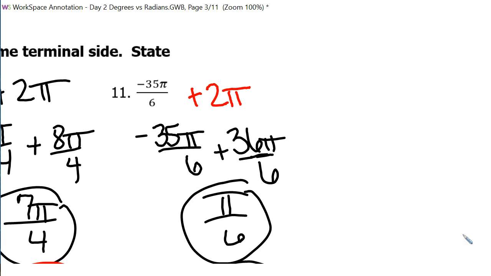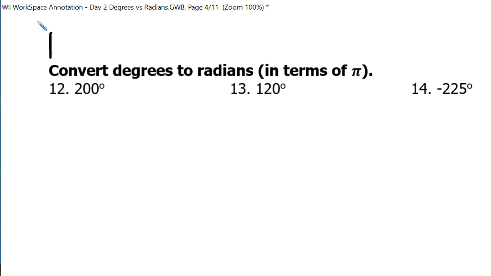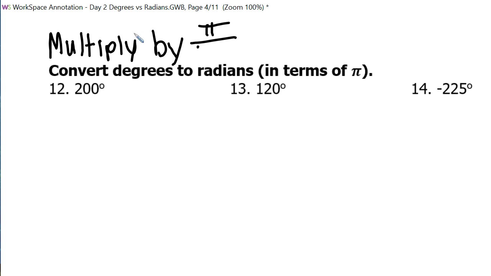Next section. It says convert degrees to radians, and your answer needs to be in terms of pi. So that means leave the pi symbol in your answer. And the way that we convert degrees to radians is you need to multiply by pi over 180 degrees. And that's something you'll need to memorize. To go from degrees to radians, you need to multiply by pi over 180 degrees.